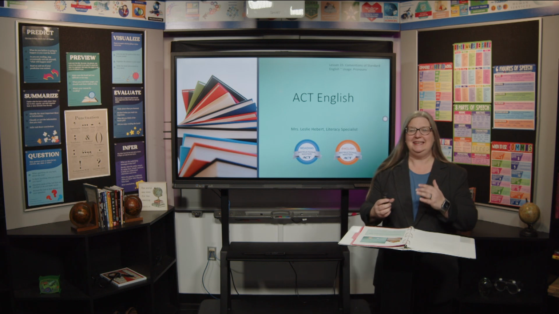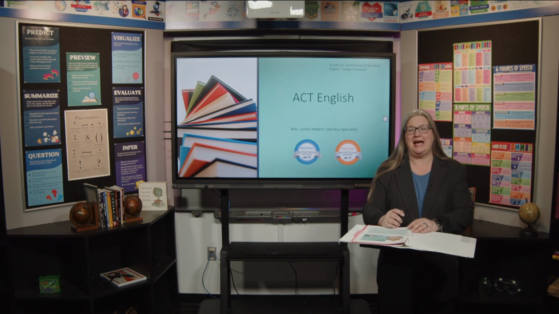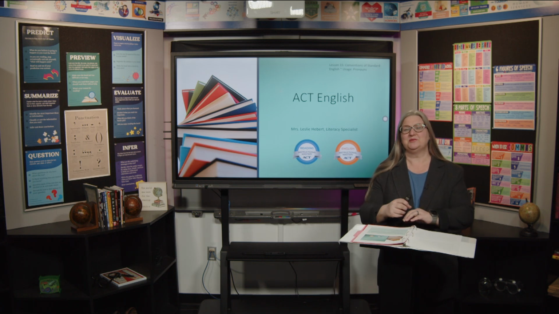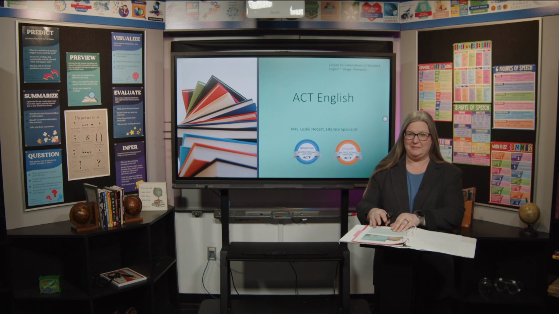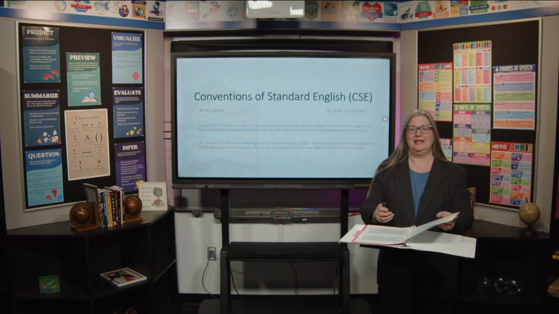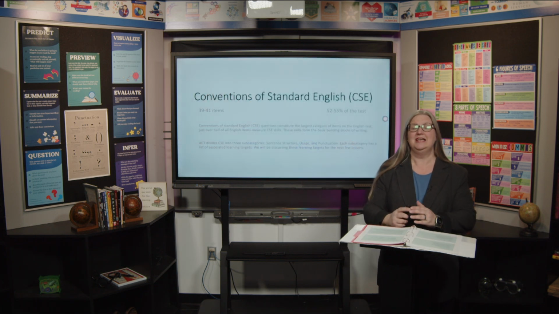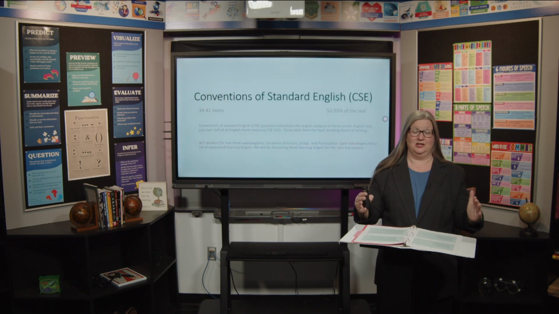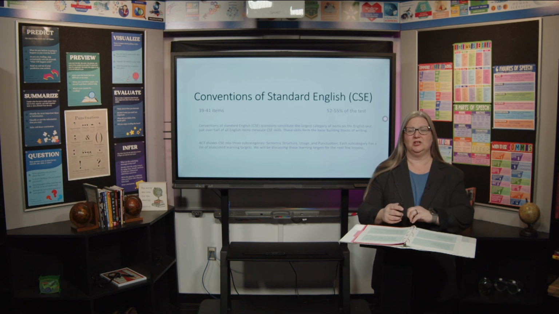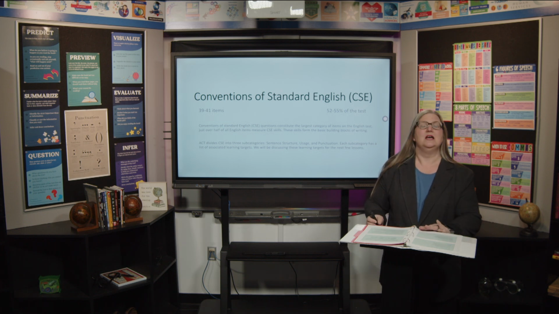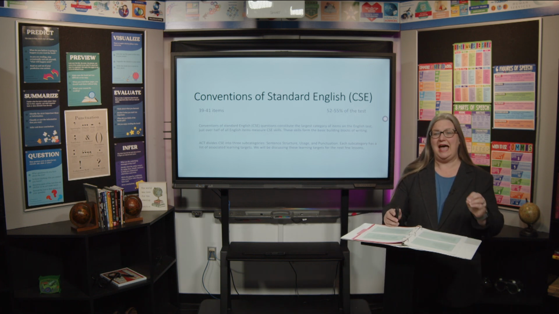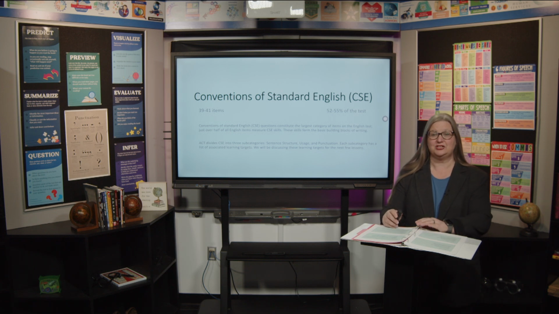We have been digging into all of these skills. Today we are going to be looking at pronoun agreement, or pronouns as a whole, and some of those are going to be your pronoun antecedent agreement. We are still working within the conventions of standard English main skill, and we know that this particular set of skills conveys more than half of your ACT English test.